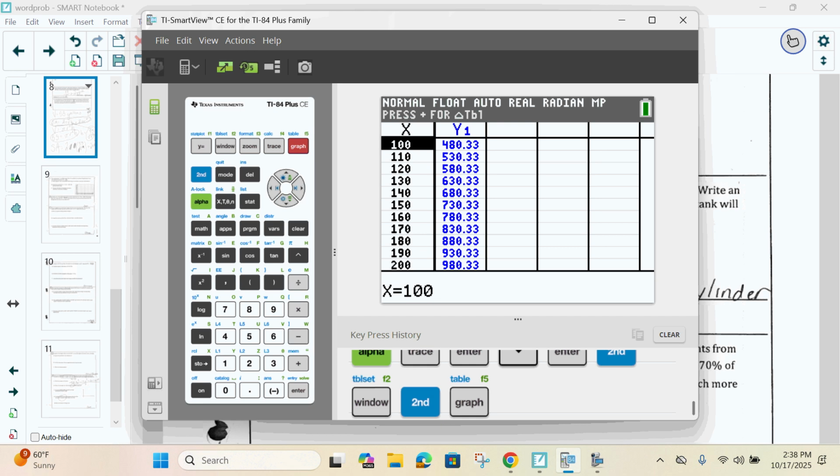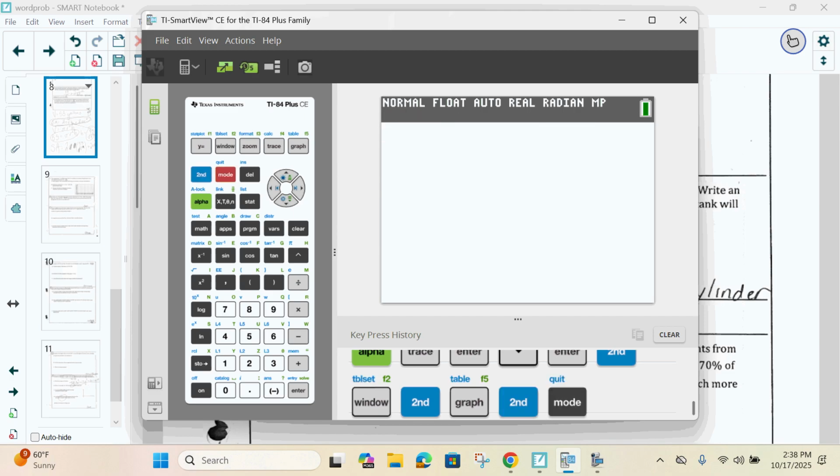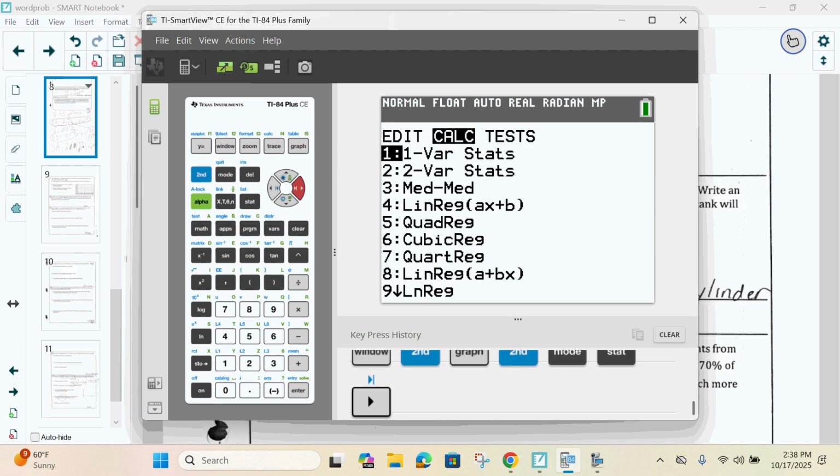So let's go do the better regression model. We know it's quadratic, right? We said that yesterday because the average rate of change of the average rate of change is constant. So I want you to do the same thing, but a quadratic regression. Hit second mode, second mode. We're going to do a quadratic regression. Stat, Calc, Quadratic regression. So that's number 4.